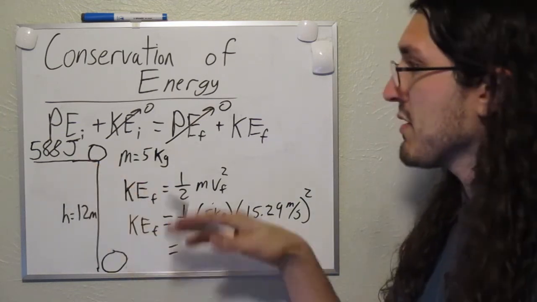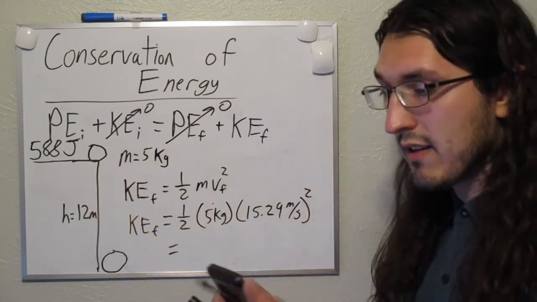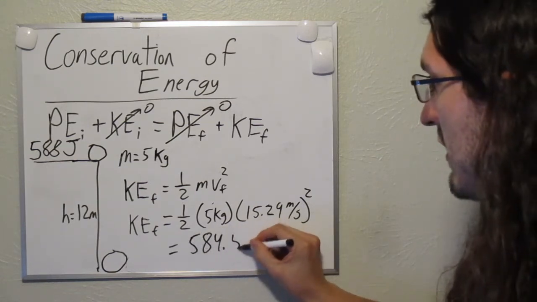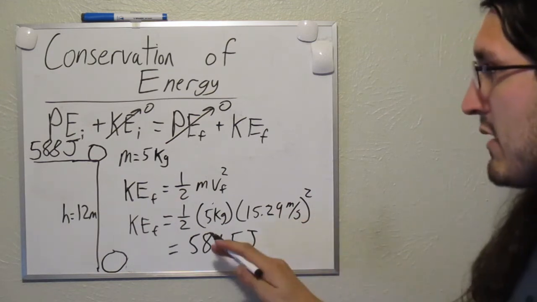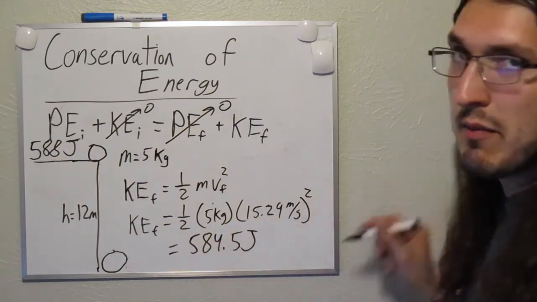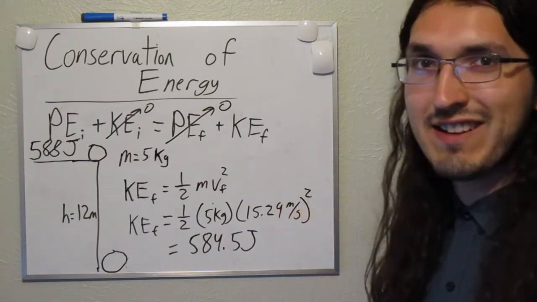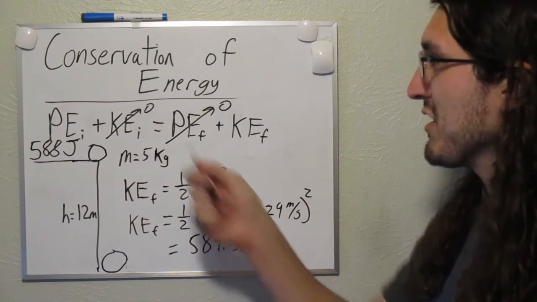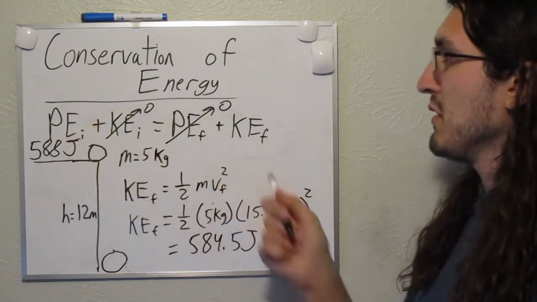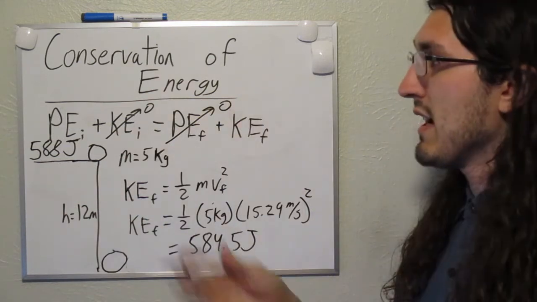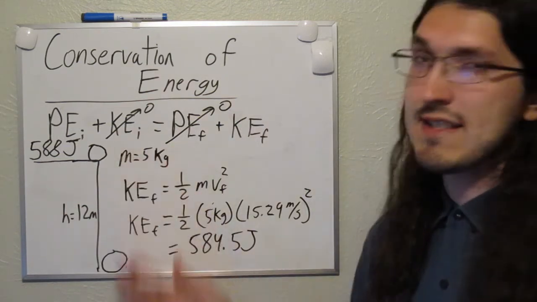I did round some numbers, so it might not be exact, but let's double check. I ended up getting 584.5 joules. The only reason I got something slightly off is because I rounded some numbers so that I didn't write a bunch of decimal points on the whiteboard, and I was already getting really cramped. So it's close enough. We can see that the initial energy is equal to the final energy, which again proves that conservation of energy applies, and it's easy to see in a system like this.